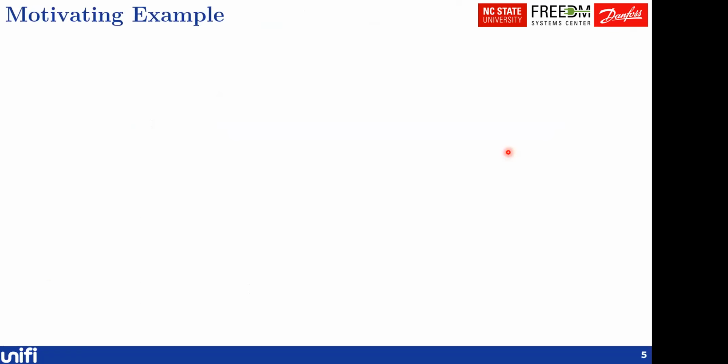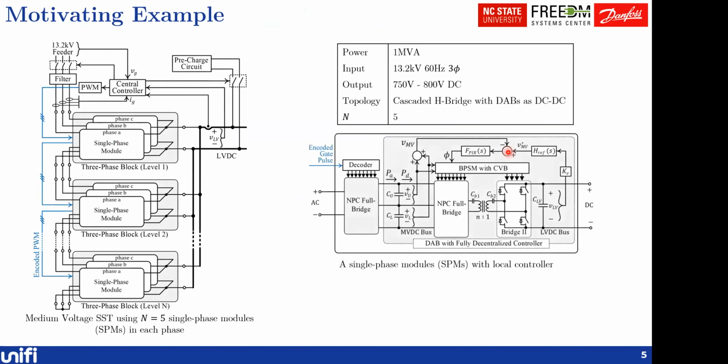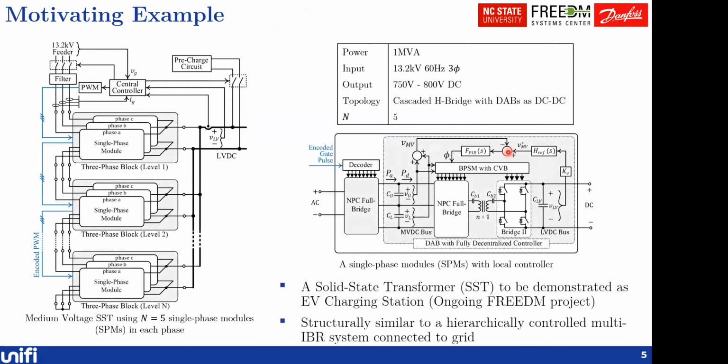Now I can give an example of how this SIL environment can be very useful. This is a 1 MVA solid state transformer, which is being built at NC State. And this will be used as an EV charging station. The input to this system is around 13.2 kV. The output is around 800 volts. In terms of power, it's not that big, but the system is quite complex.